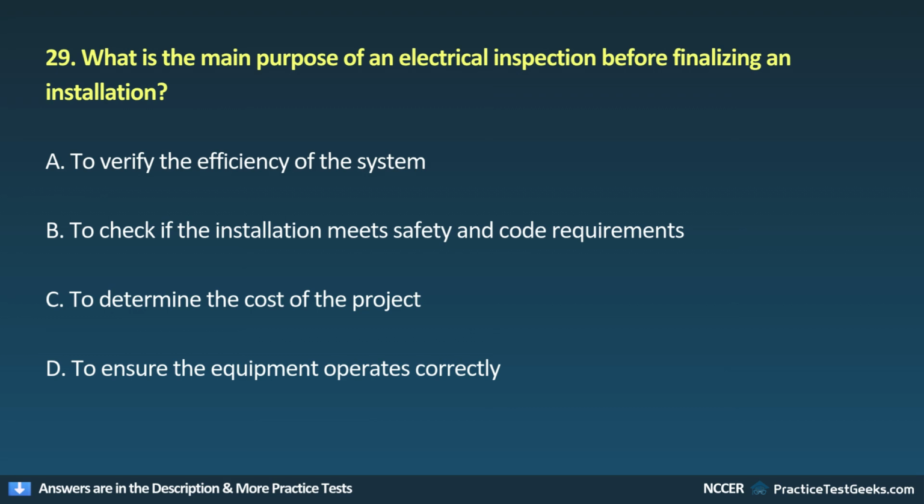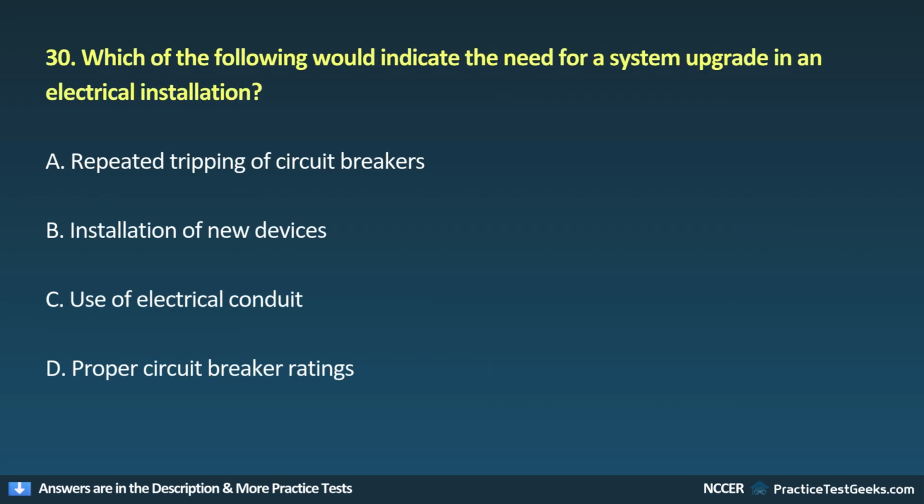A. To verify the efficiency of the system. B. To check if the installation meets safety and code requirements. C. To determine the cost of the project. D. To ensure the equipment operates correctly. 30. Which of the following would indicate the need for a system upgrade in an electrical installation?